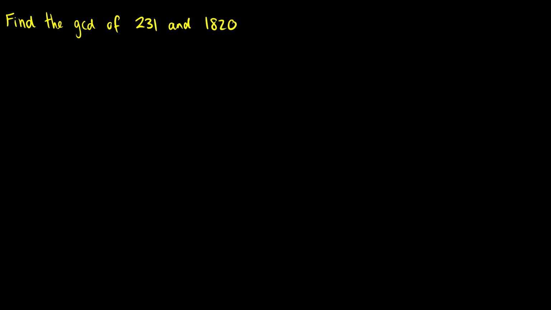In this video, we're going to do some problems with the greatest common denominators and the Euclidean algorithm. So the first question, we're going to use the Euclidean algorithm to find the GCD of 231 and 1820. Well, first of all, we start by taking A and B. So we're going to find the GCD of 231 and 1820.